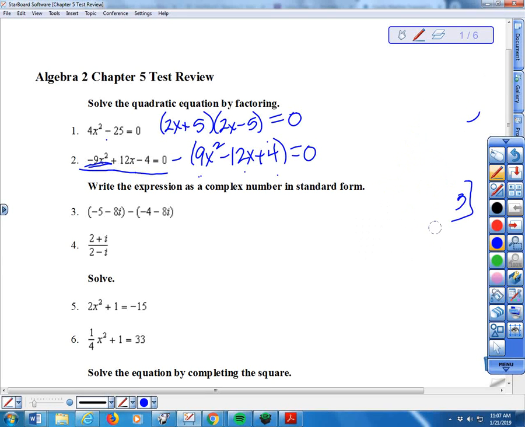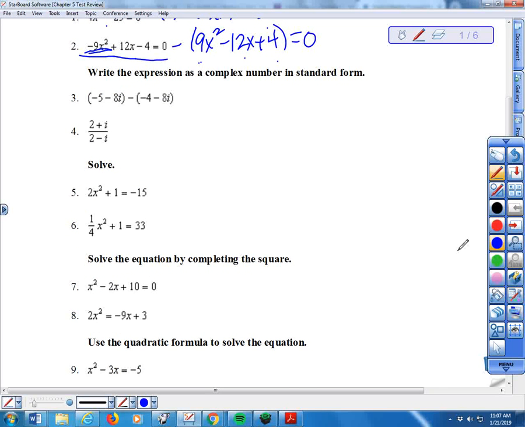Next, write the expression as a complex number in standard form. So this is not multiplied, this is subtracted. So the first thing I'm going to do is distribute the negative 1 to both terms. Combine my like terms. Negative 5 plus 4 is negative 1. Negative 8i plus 8i is 0, but it wants it in standard form as a complex number. So to get full credit, you need to write it as a complex number in standard form with 0i.